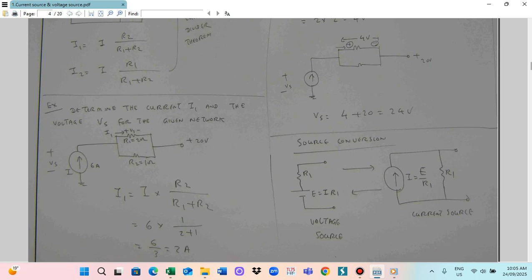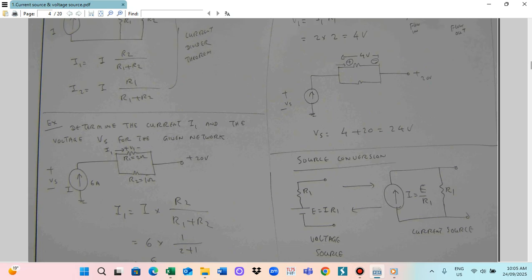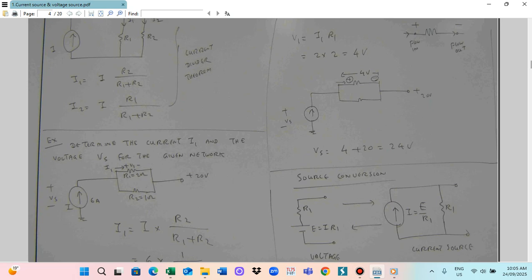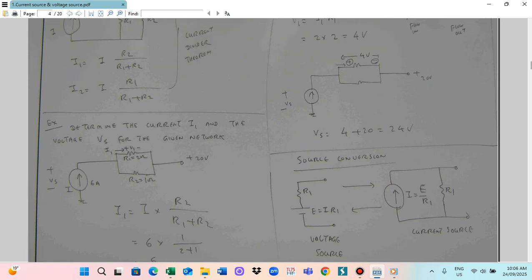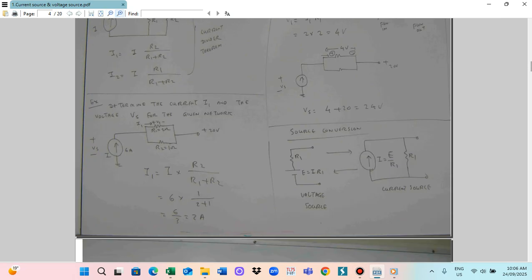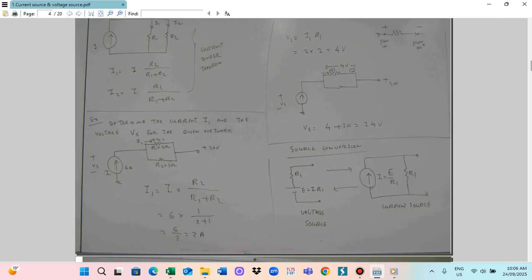So we use the potential divider theorem and the current divider theorem. If you know the supply voltage and the two resistors, you will be able to find the voltage across the resistor. Similarly, if you know the supply current and the two resistors, you will be able to find the current in the individual resistance branch.